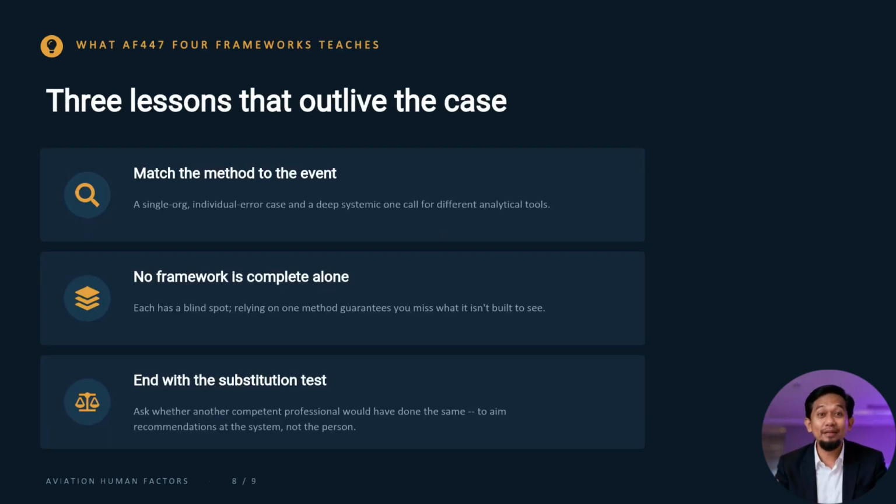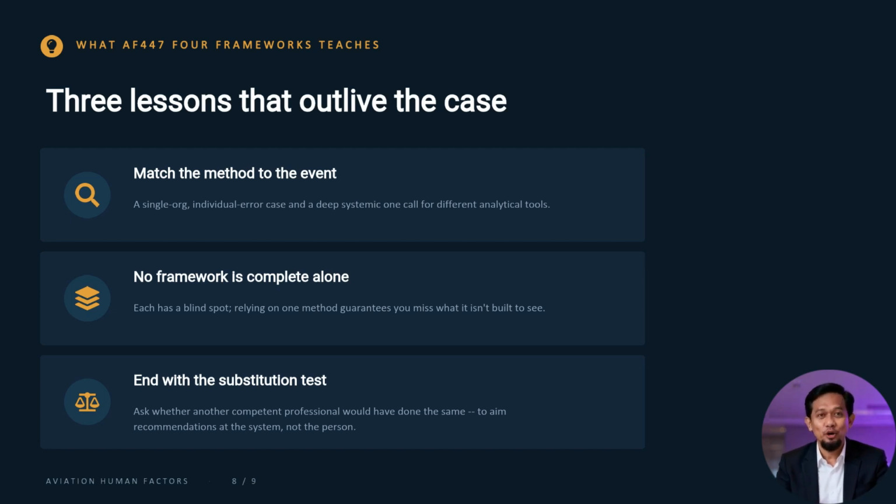Three lessons that outlive the case. First, match the method to the event. Framework selection is an analytical decision made on the characteristics of the occurrence, its complexity, its coupling, how far the causation extends beyond the sharp end, not on the investigator's comfort zone. Second, no framework is complete alone. Every method has a structural blind spot. An analysis built on one method is guaranteed to miss what that method was never built to see.